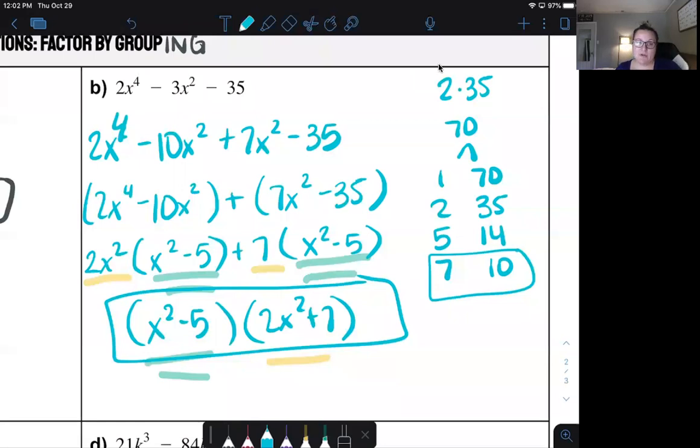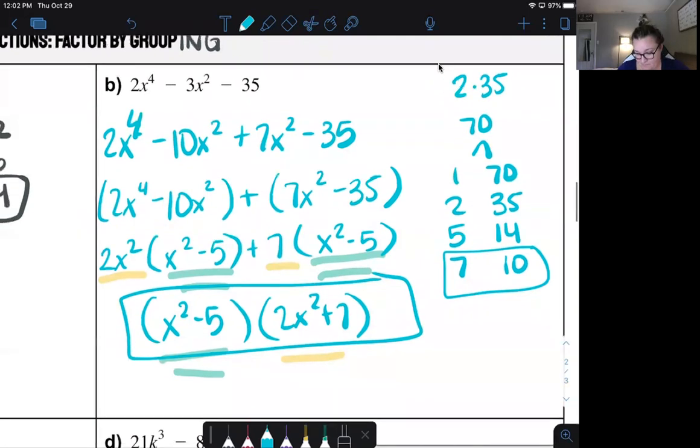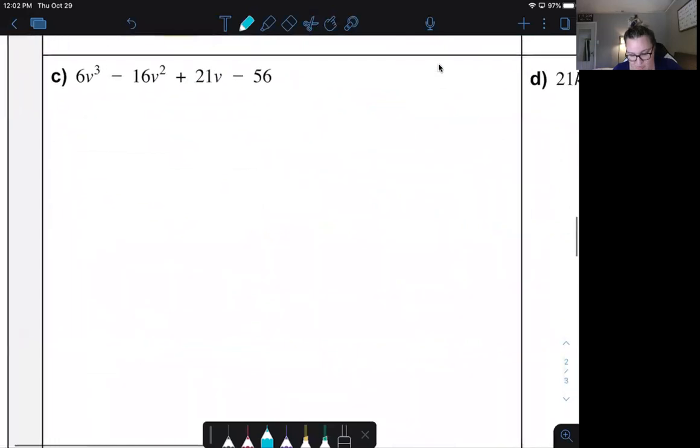All right, so for this problem, my factors are x squared minus 5 times 2x squared plus 7. And you can look through my work here to figure out what went wrong with yours or what went right. All right, so let's do part C. So part C is 6v cubed minus 16v squared plus 21v minus 56.